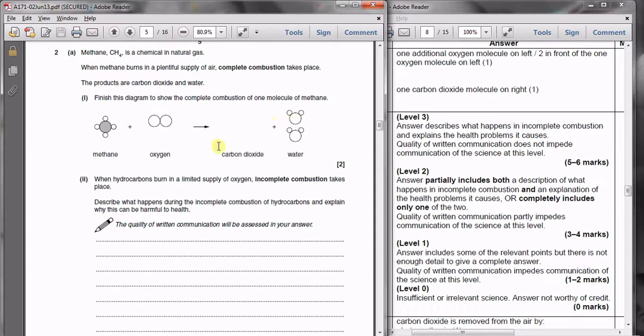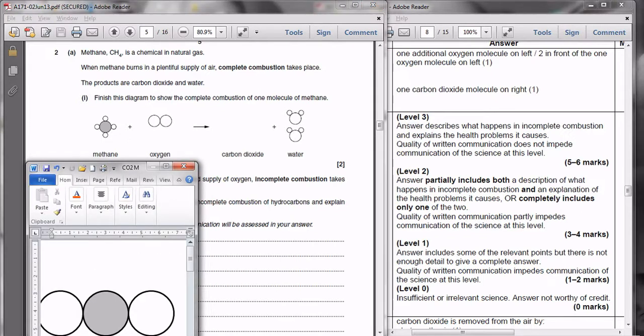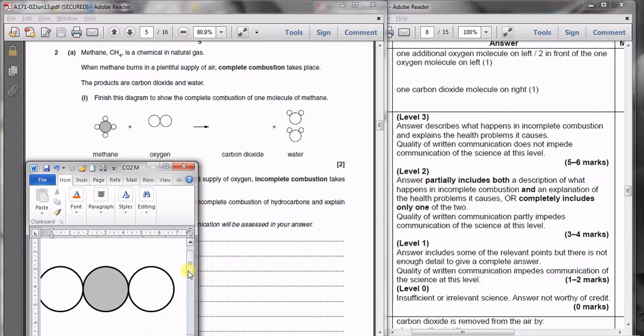Okay, so let's look at the carbon dioxide then. Carbon dioxide is made from 1 carbon and 2 oxygens. So we need a grey circle and 2 white circles. So they should be represented something like this molecule here in the Word document that I've just opened up. So a carbon there and 2 oxygens, that's carbon dioxide.